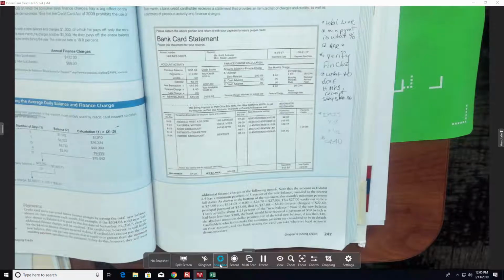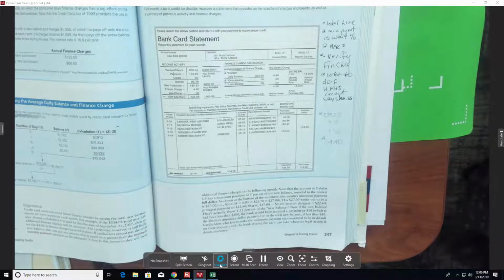ADB with purchases is that table we set up, right? Can everybody make one of those tables off the top of their head? What are the 3 column headings? Number of days, balance, and then number 3 is just multiply the first 2 columns together, right? Okay, so my question on this credit card statement was, can you verify the finance charge?